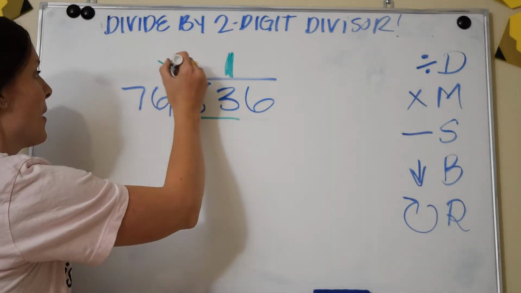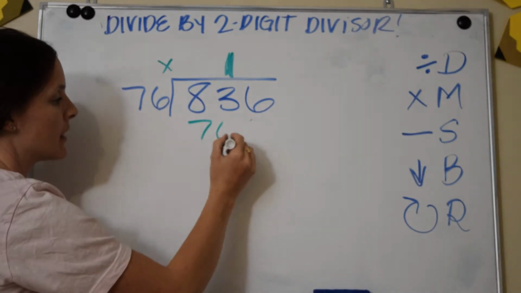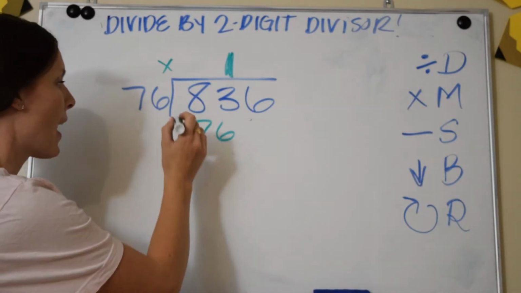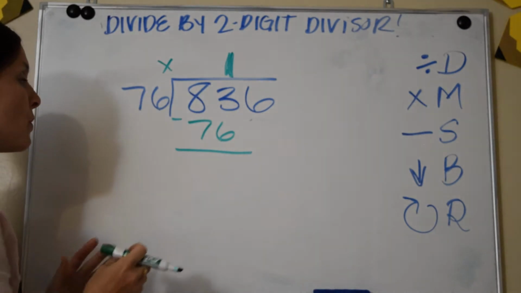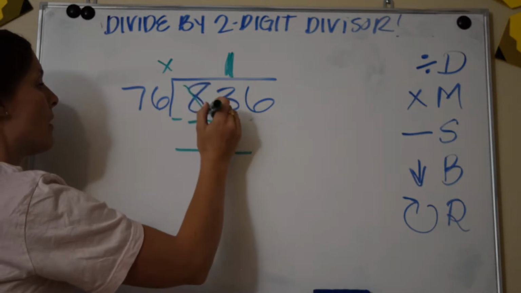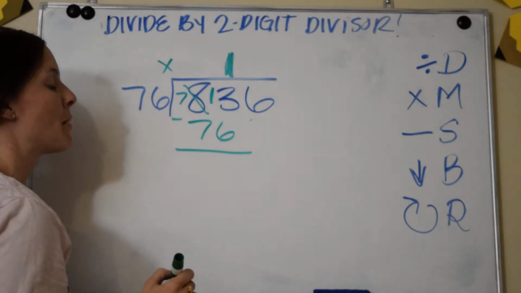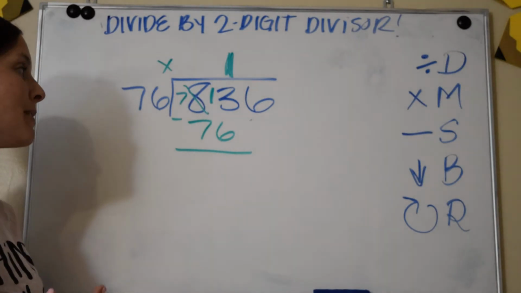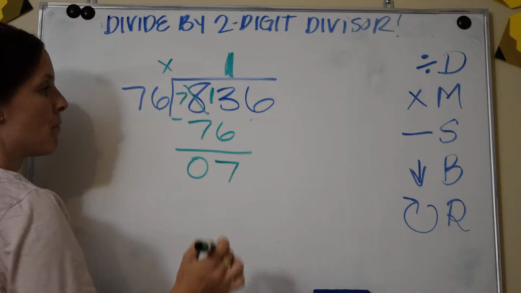Now we multiply. 1 times 76 is 76. Then we subtract. So this is where it's also going to get a little bit longer. We're going to be doing more subtraction by borrowing. So I cross out the 8 and make it a 7 and carry the 10 over to my 3. So now I have 13 minus 6, which is 7. And 7 minus 7 is 0.